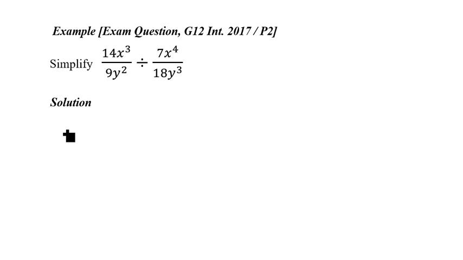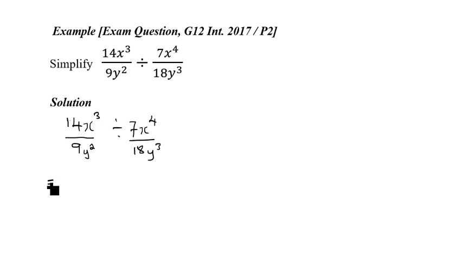divide. So the question is we have 14 x to the power 3 over 9 y squared divided by 7 x to the power 4 over 18 y to the power 3.